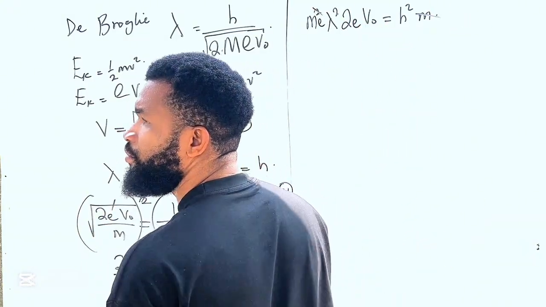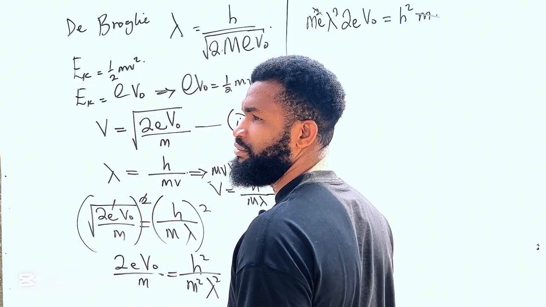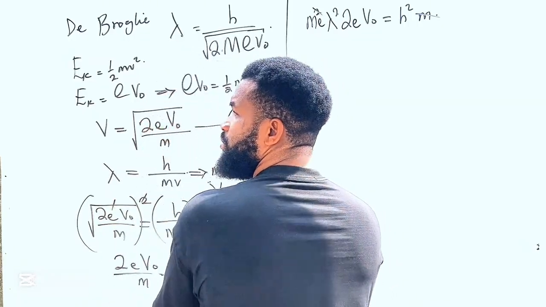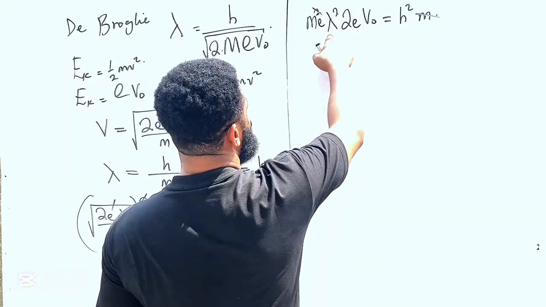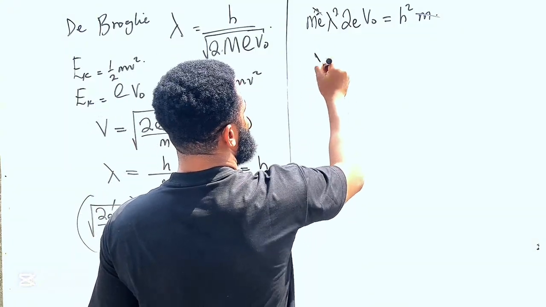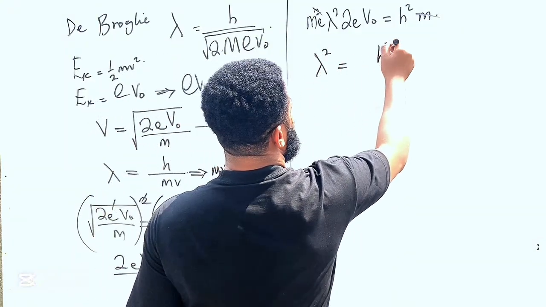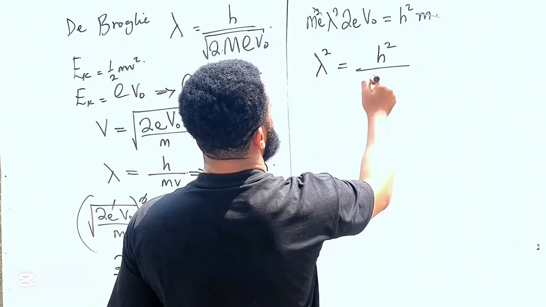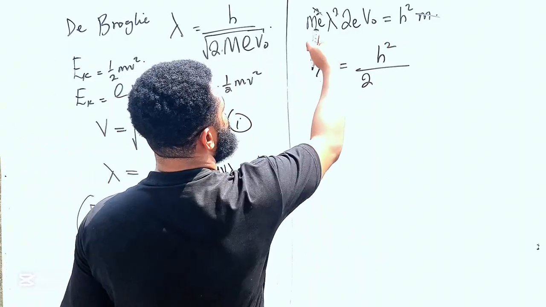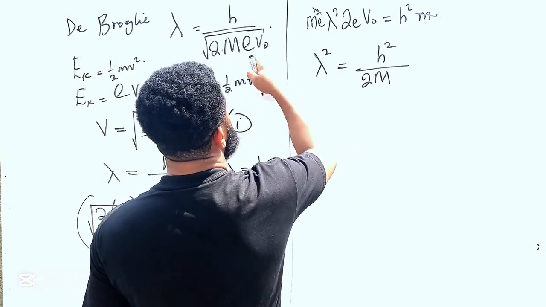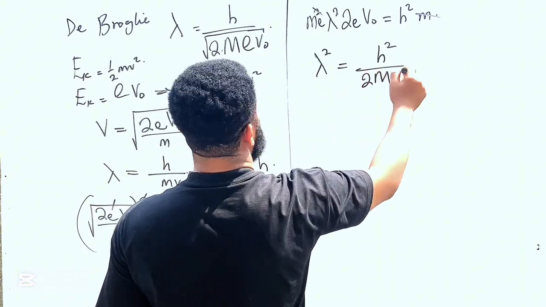Come. Don't make noise now, please. All right, so I'm going to make this the subject of the formula. I said that lambda squared is equal to h squared all over 2. Okay, I'm looking for, okay, m comes first. 2m e goes there and v sub naught.